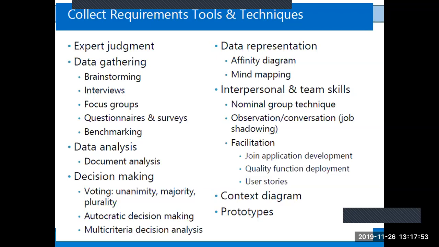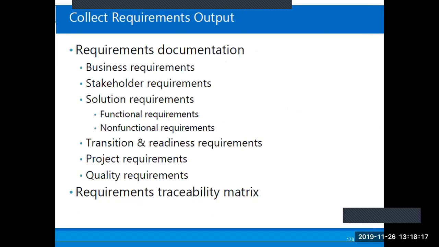Interpersonal and team skills: nominal group technique, observation, conversation, job shadowing, facilitation. Facilitation techniques, under interpersonal and team skills, will include joint application development, quality function deployment, user stories. These are very important. Context diagram and prototypes. You have to study this very well. Collect requirements output: business requirements, stakeholder requirements, solution requirements, like functional requirements, non-functional requirements, and then transition and readiness requirements, project requirements, quality requirements.